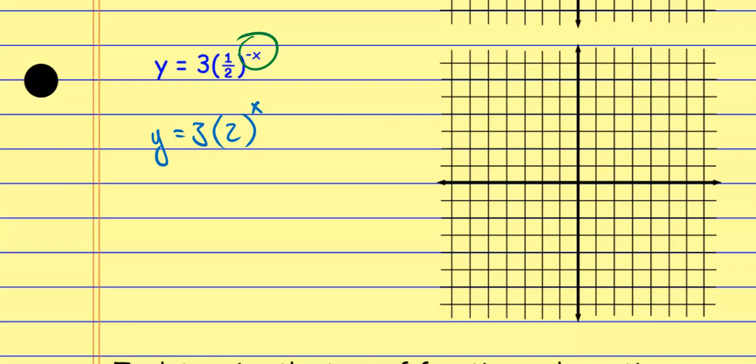Now if I use the patterns we discovered earlier, this is the y-intercept, so that's 0, 3. And the b value right here, that's what I multiply by. So I'm going to multiply by 2. So I start at 0, 3.